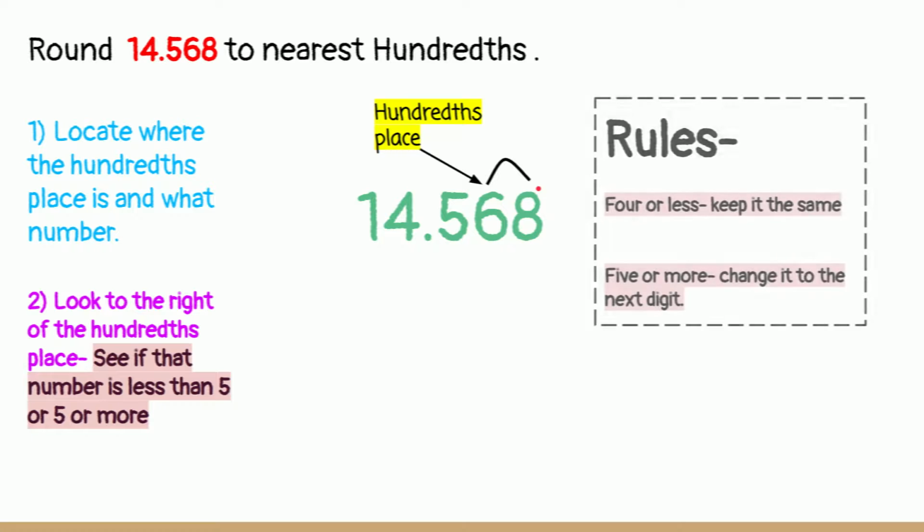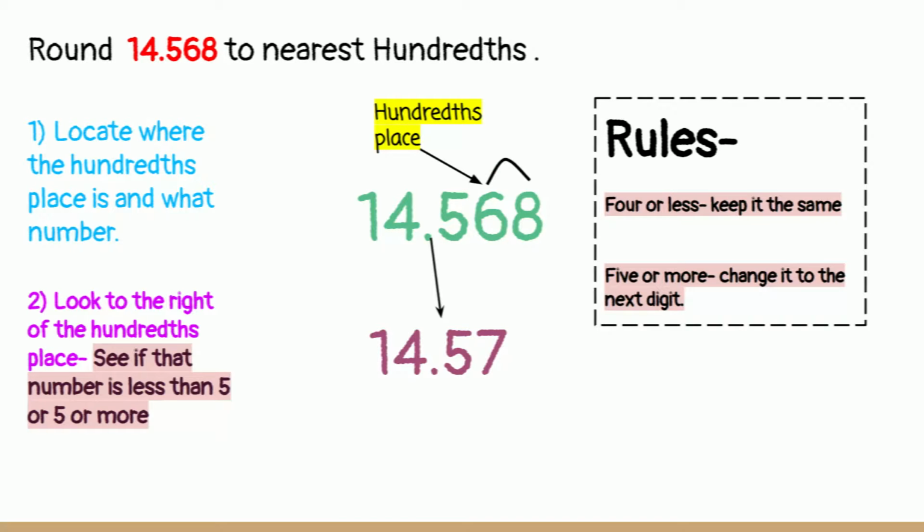And let's pop out our rules. So 4 or less, keep it the same. 5 or more, change it to the next digit. So 8 is definitely 5 or more. So we need to change the 6 to a higher number. So we need to bump it up once. So when we bump it up, 6 turns into a 7. And we're going to be turning this decimal into 14 and 57 hundredths.